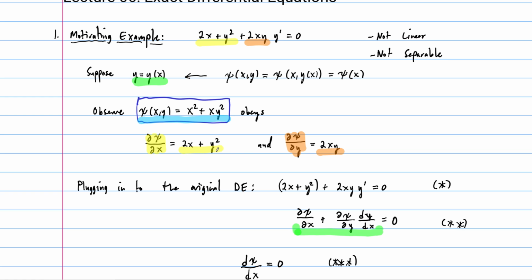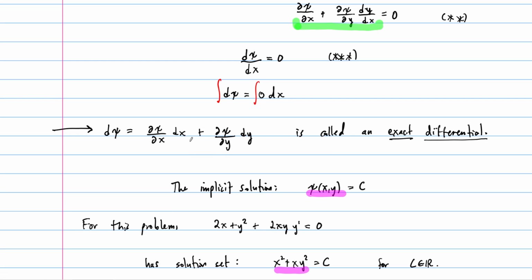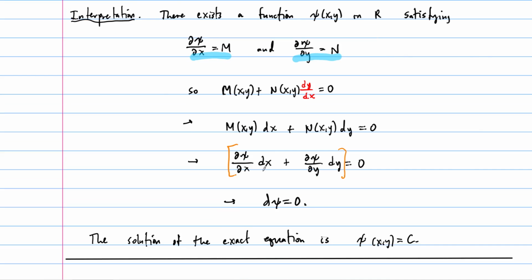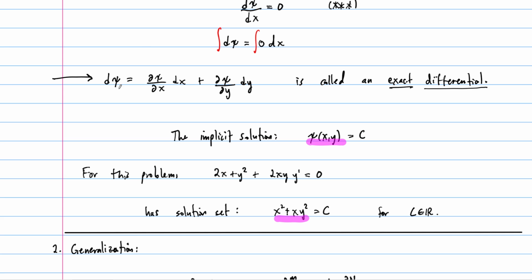So if you have taken Calc 3, the relationship here is that an exact differential corresponds, in some sense, to a conservative vector field. An exact differential has a really close relationship with a conservative vector field from Calculus 3. And so the function c here is like the potential function of the conservative vector field.